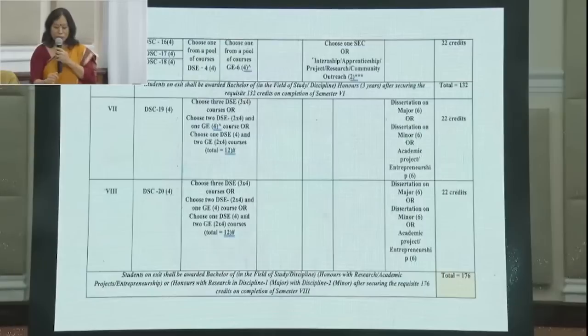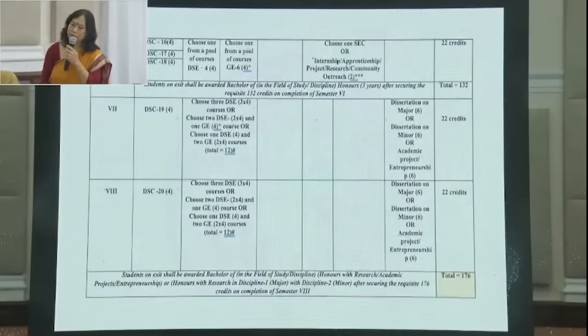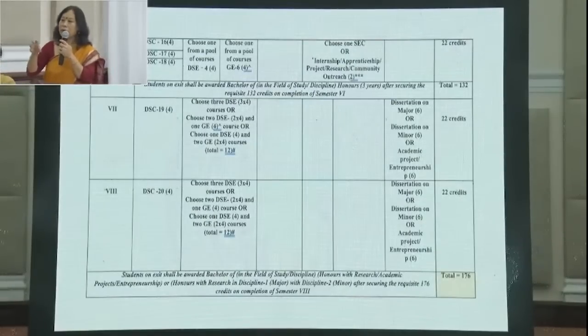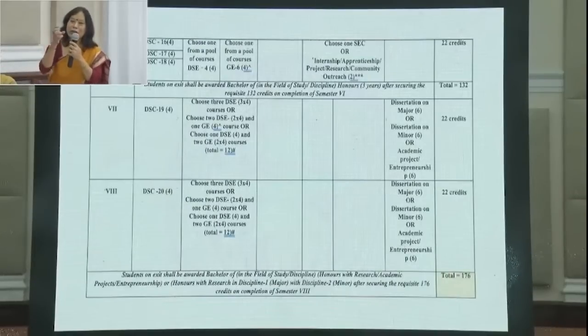In case a student wishes to go for the fourth year, fine. We have made a provision to study research methodology as a discipline-specific elective in the sixth semester. Because unless you have a proper grounding in research methodology, you cannot start writing a dissertation. Leave alone writing a dissertation, you cannot even choose a problem appropriately or do a review of literature on that particular topic.